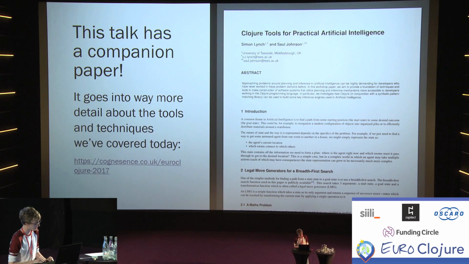This talk does have a companion paper. There's a whole lot more detail in this paper than I've covered today. I anticipate you probably have some questions, and I'm very happy to take those. The paper documents the API quite extensively, certainly to a deeper level of knowledge than I myself possess around the matcher in particular right now. So it's well worth a read. It's up on cognizance.co.uk/Euroclojure2017. That was not a brilliant choice of font there, but that's PowerPoint for you.